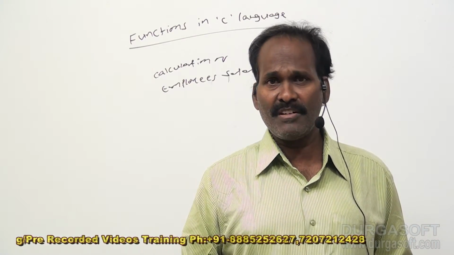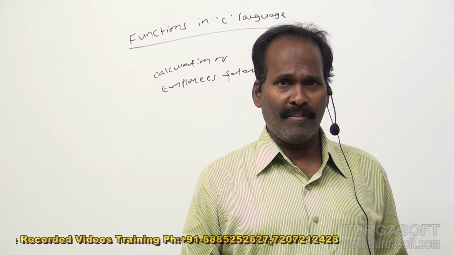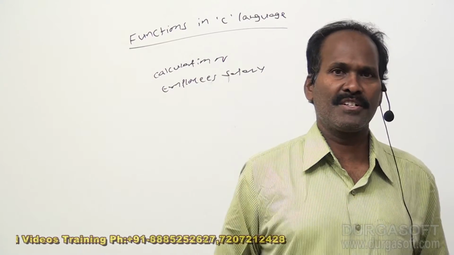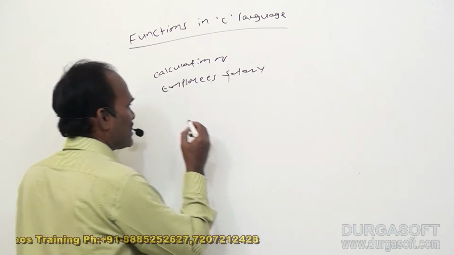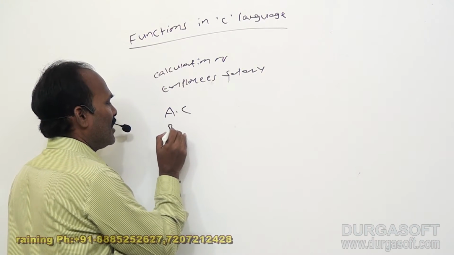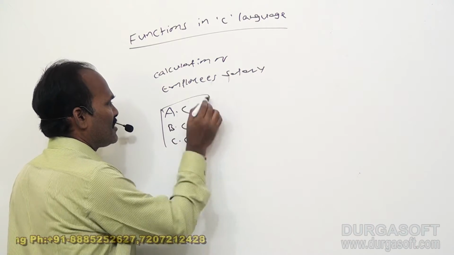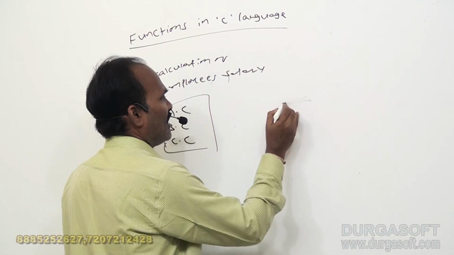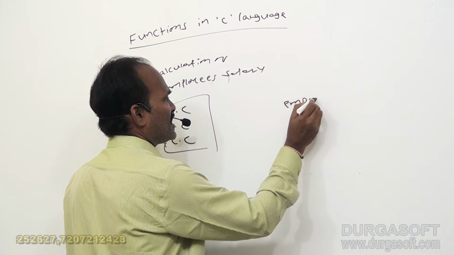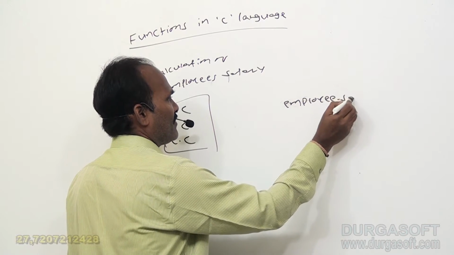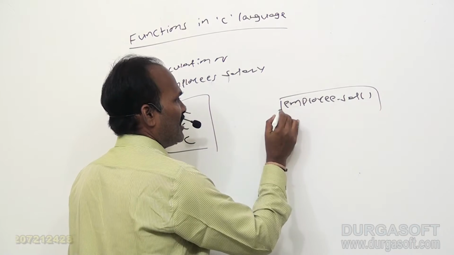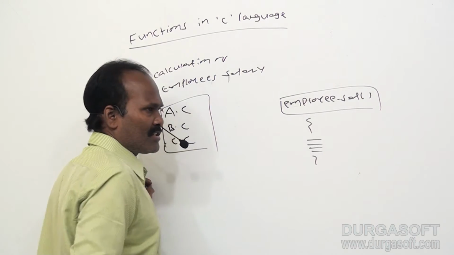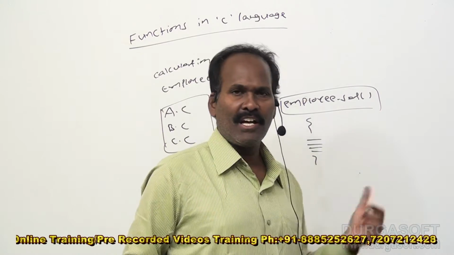So the main advantage here is reusability. Once a function is developed, we can use it in any number of functions. Just I will show it. There are many applications. Suppose A.C is there, B.C is there, C.C is there. All these require a common task. What is the common task here? Employee salary. This is just like a function, and this function is going to contain some coding part, especially for calculating employee salary.